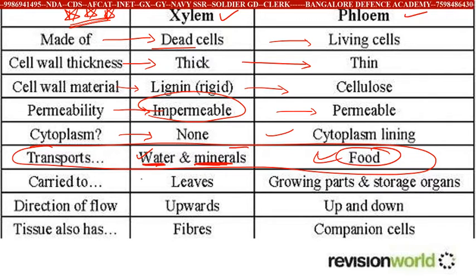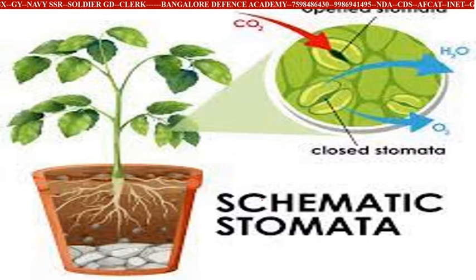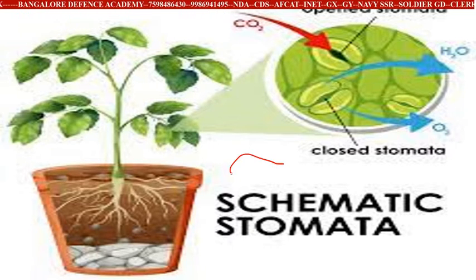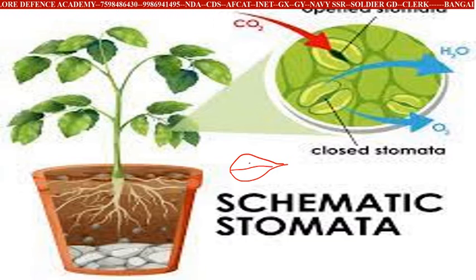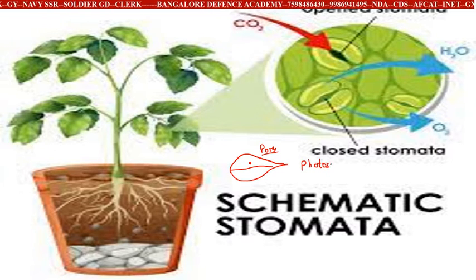So next you have direct flow, that is upward and downward, tissues that are made up of fiber, etc. So this is all about your xylem and phloem. Now if I talk about a leaf, imagine this is a leaf. On this leaf there are small pores, and from these pores the water vapors are coming out, and at that place we have a process called photosynthesis.